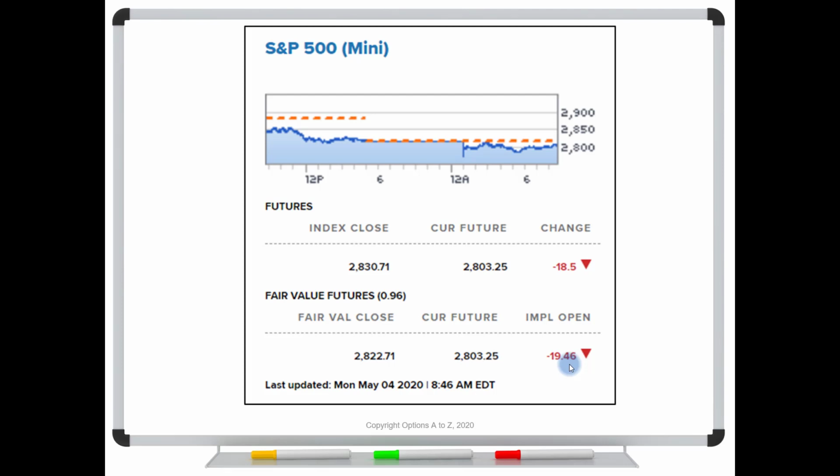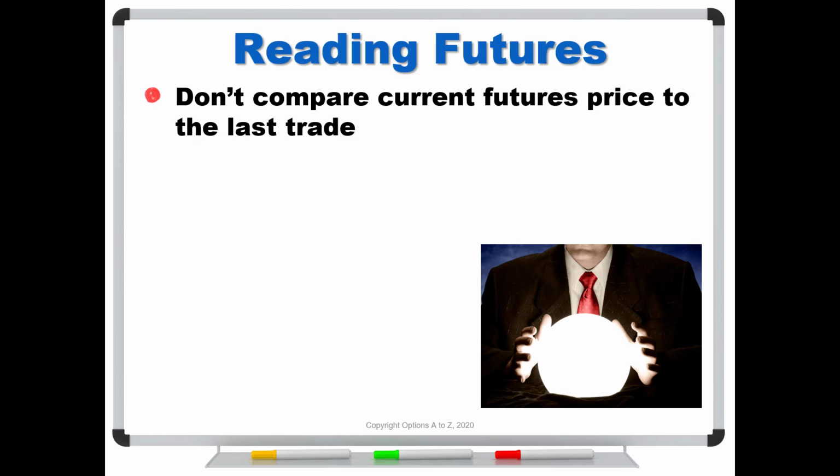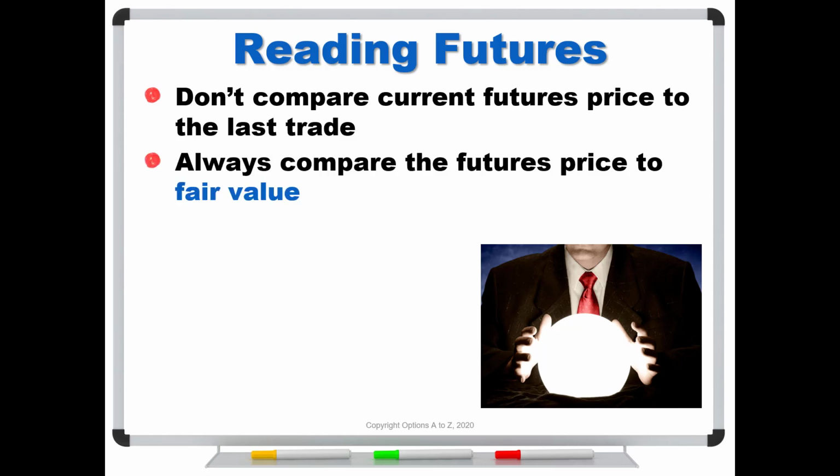But for right now, the one thing I want you to understand is that if you're trying to get an idea of where the markets are going to open, do not look at the current futures price compared to where it closed. You have to look at the current futures price compared to fair value. So remember, when you're reading your futures, trying to get a handle on the market, don't compare the futures price to the last trade. Always compare the futures price to fair value, and that's going to give you your best estimate.